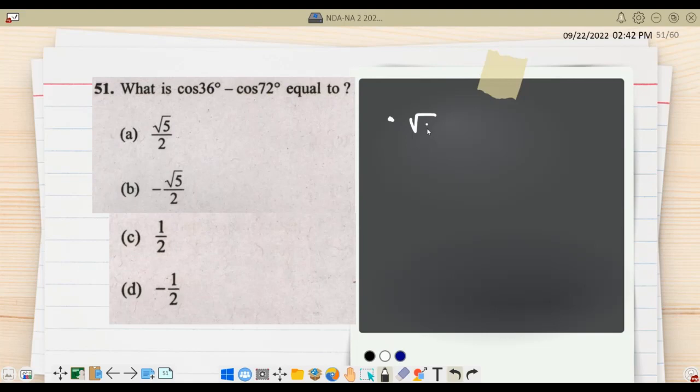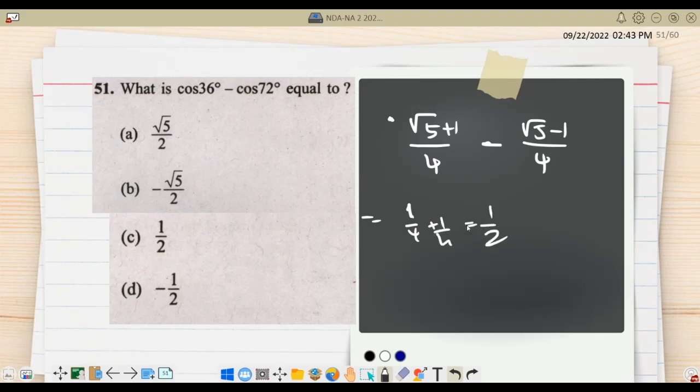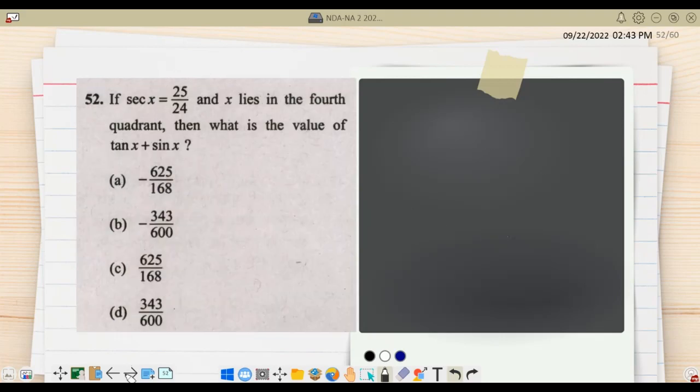So the value of cos 36 is root 5 plus 1 by 4 minus the value of cos 72, which is root 5 minus 1 by 4. Root 5 will get cancelled, right? So 1 by 4 plus 1 by 4 is going to be 1 by 2. So option C is your answer.